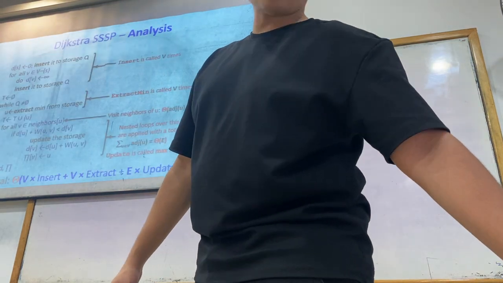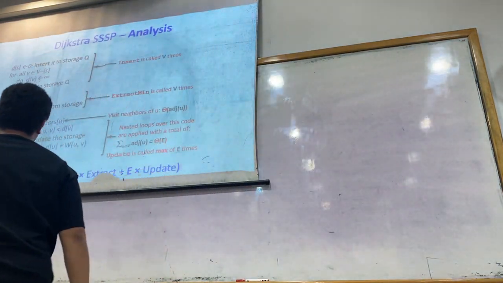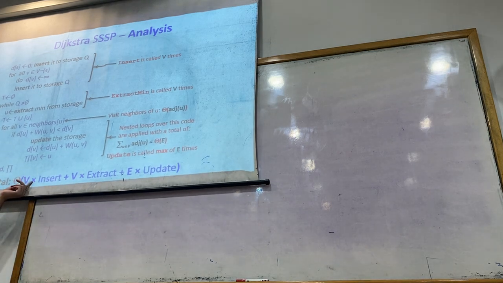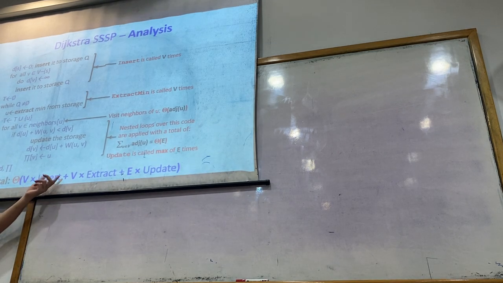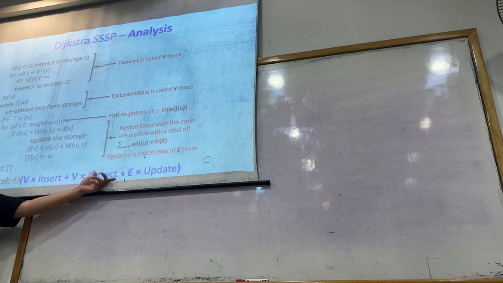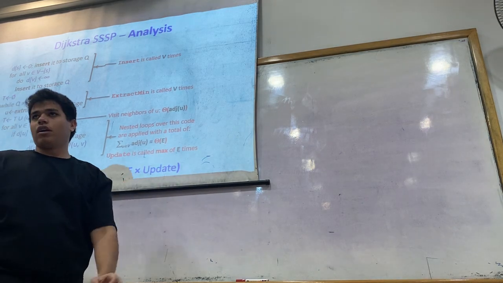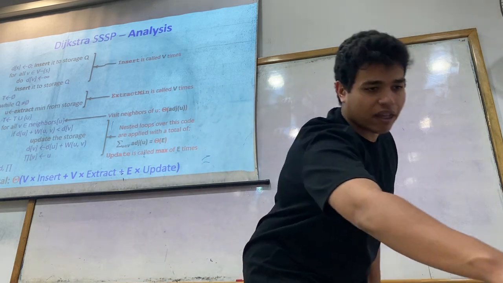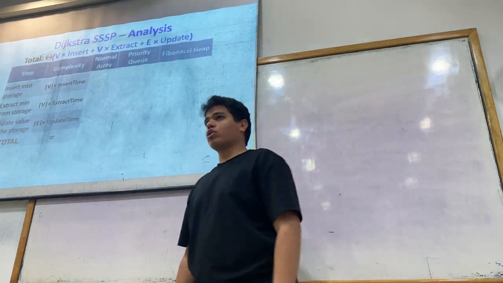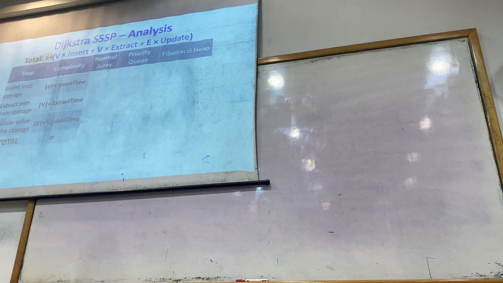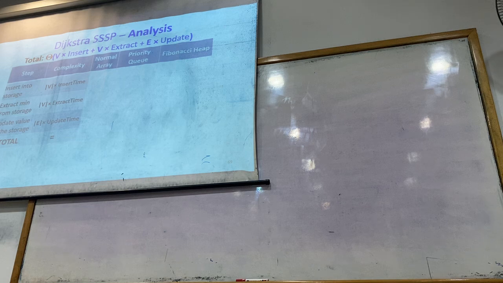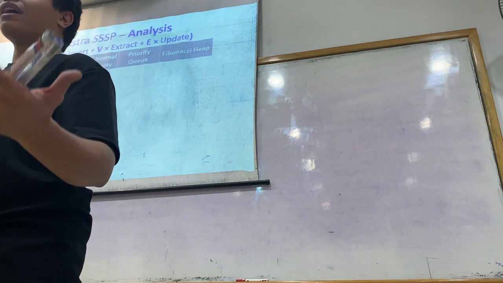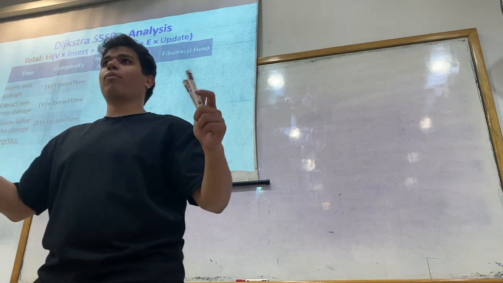Okay, so the overall complexity is exactly V times the complexity of insertion, plus V times the extract complexity, plus E times the update. And those will be different depending on the data structure used. So we can have 3 data structures which are commonly used for this. The most common one is the priority queue, but it depends. There is no specific one that I should always use for Dijkstra. It depends on the type of graph, based on the properties of the graph.